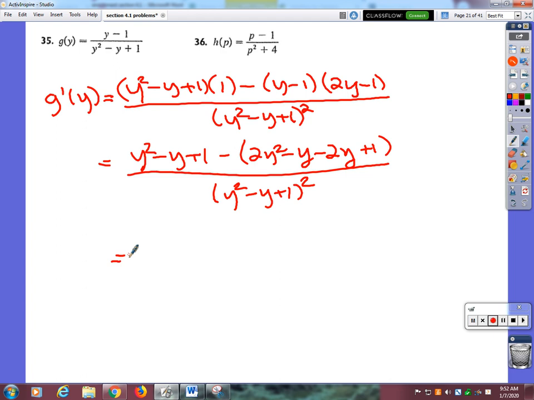And then if I simplify this, y squared minus 2y squared is negative y squared. Negative y plus y, those will cancel, right? And then I still have a negative 2y, so that's plus 2y. And then plus 1 minus 1, that's fun, also cancels. Still over y squared minus y plus 1 squared. Okay? Did I do something wrong? Went pretty fast.